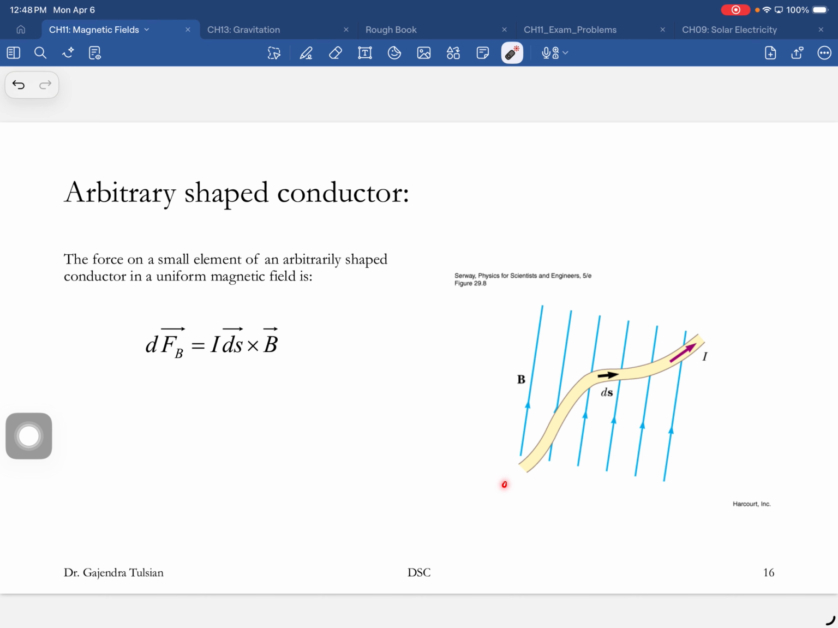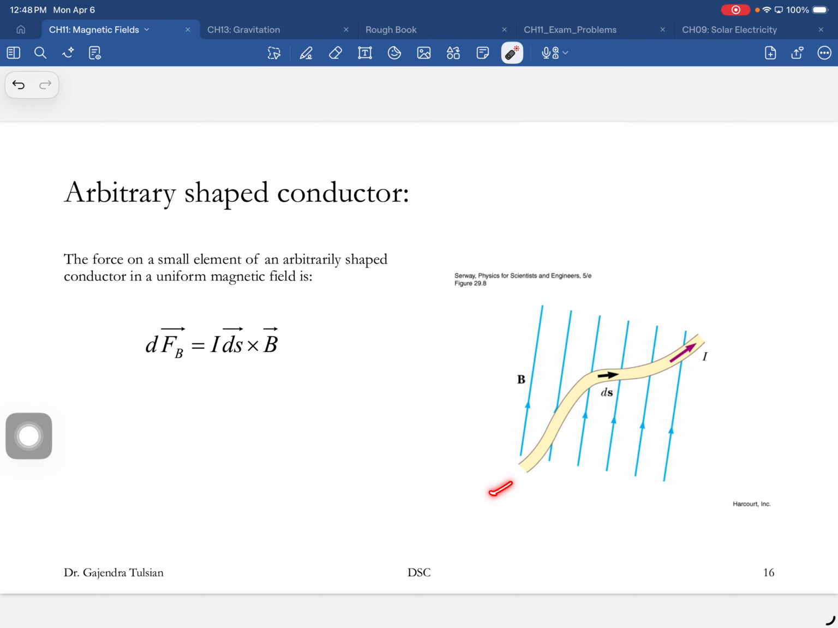All right, so let's say here you have a wire like this. You just saw how to calculate the force on a current carrying conductor. So let's look at this element of the conductor. The force on that element of the conductor is I ds cross B. ds is a vector pointing in the direction of the current, and B is the magnetic field.